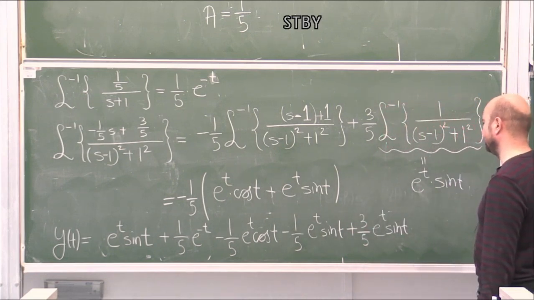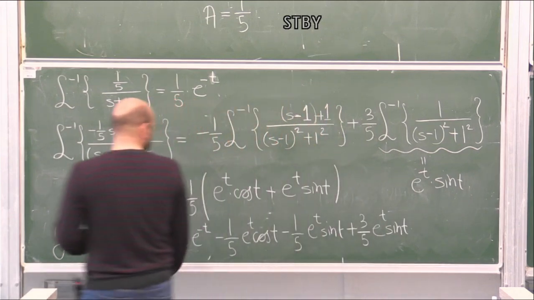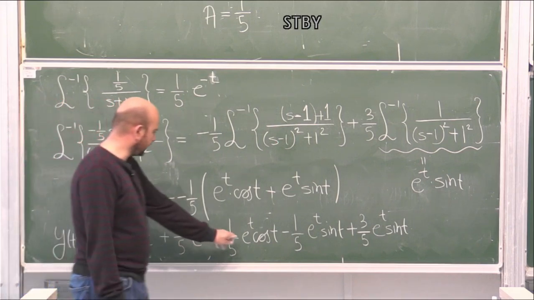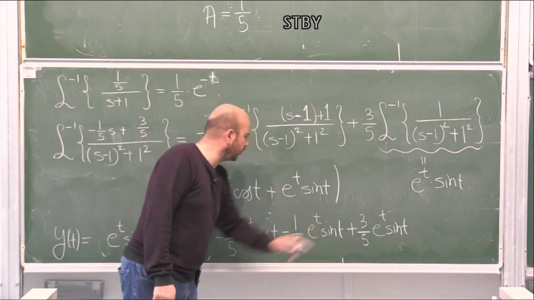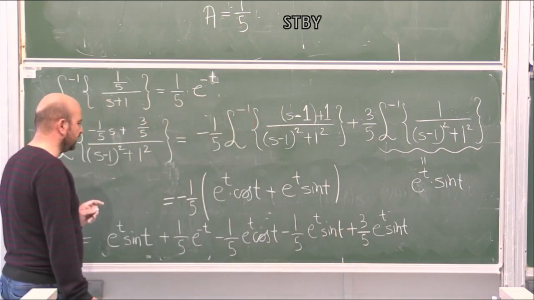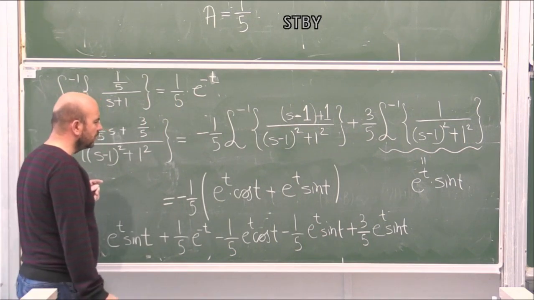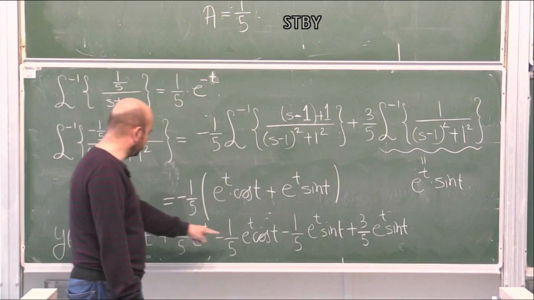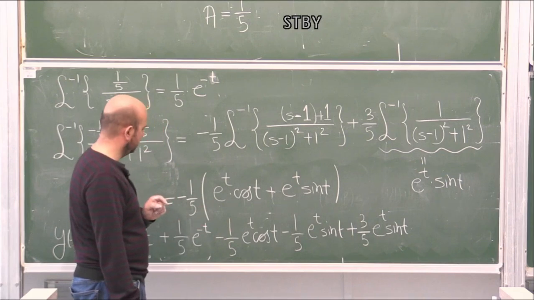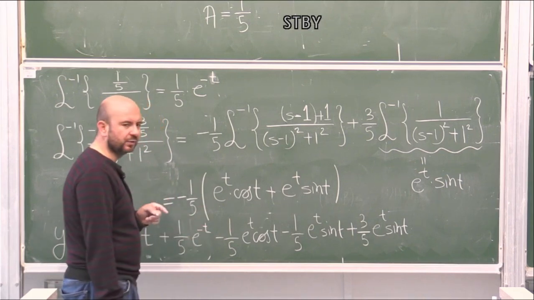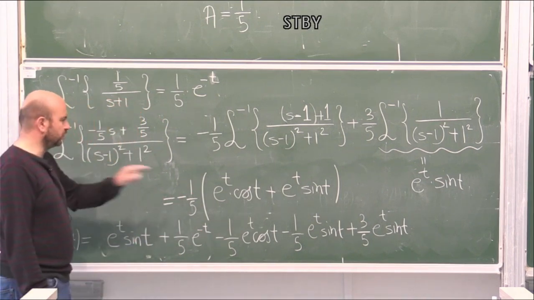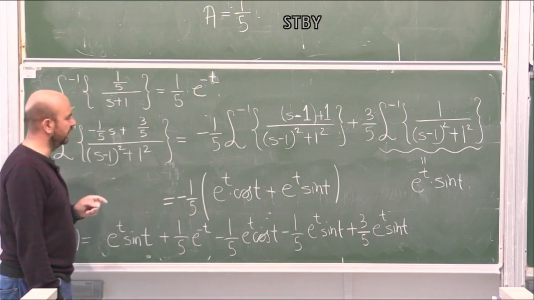Then what do we get? If you look at this one, this is e to the t sine t with coefficient 1, and you subtract 1 over 5, but you add 3 over 5. So basically you are adding 2 over 5, which says that the coefficient of e to the t sine t is 7 over 5. Then the coefficient of e to the t times cosine t is just minus 1 over 5, and the coefficient of e to the minus t is 1 over 5. These are the same coefficients, and basically this is the same solution as we found by using the method of undetermined coefficients.